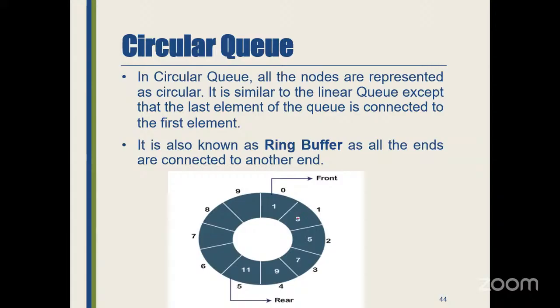The queue is arranged like a circle. That's why it is called a circular queue or ring buffer also. Two ends are connected. In the linear queue, we have two ends, front and rear. So the two ends are connected.